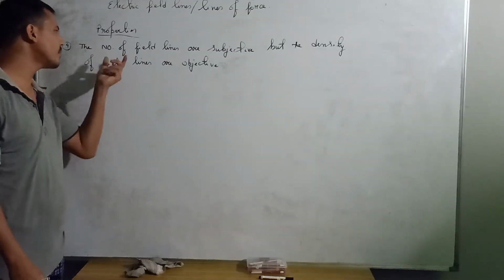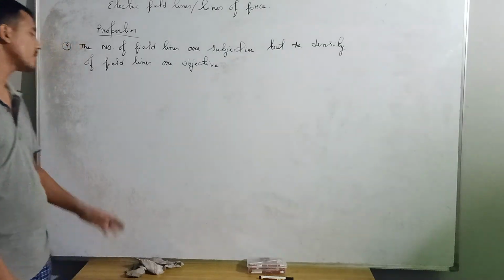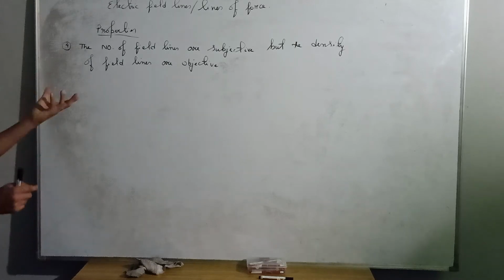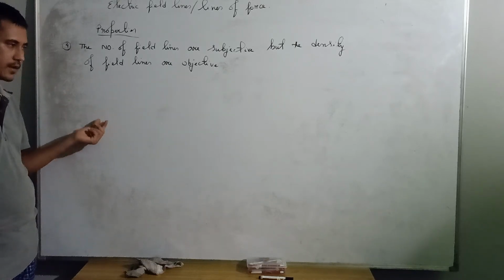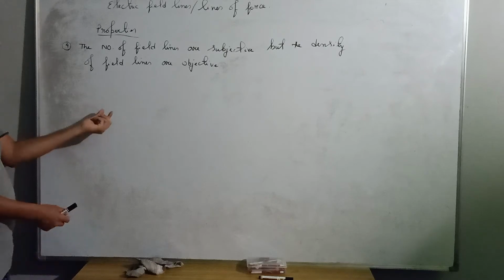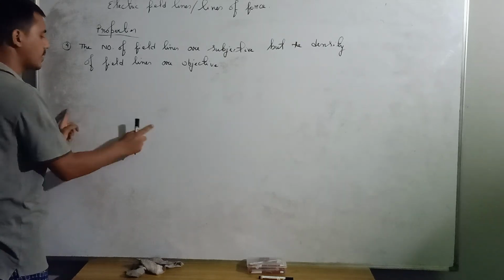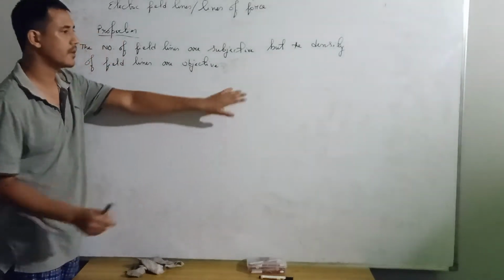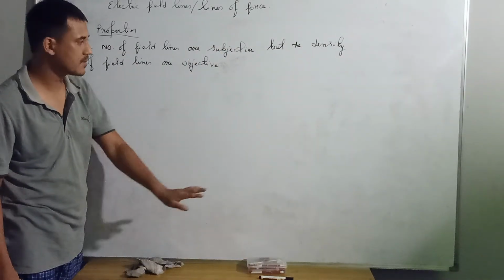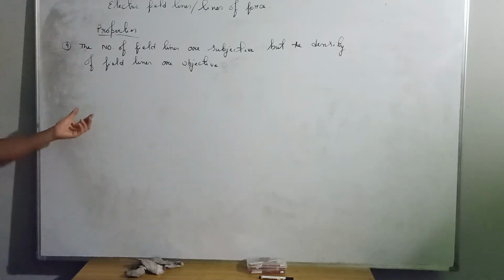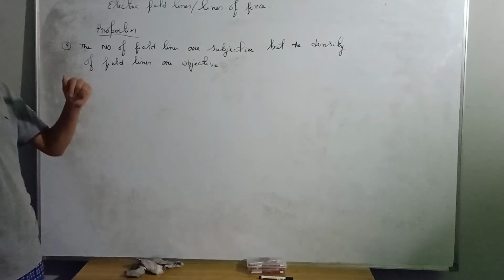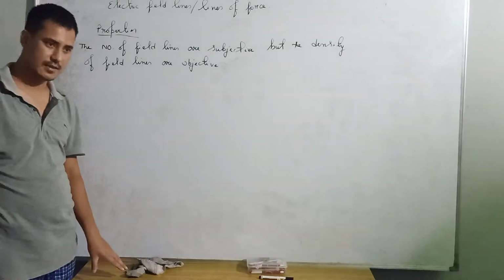Yes. The number of field lines is subjective, meaning the number of electric lines of force depends upon the charge. Suppose you consider any charge, it can give only 4 field lines, whereas another charge may give 8 field lines. It doesn't mean that 8 field lines is correct and 4 field lines is incorrect. It can have only 2 field lines, it can have 4 field lines, it can have 8 field lines. So it is subjective.